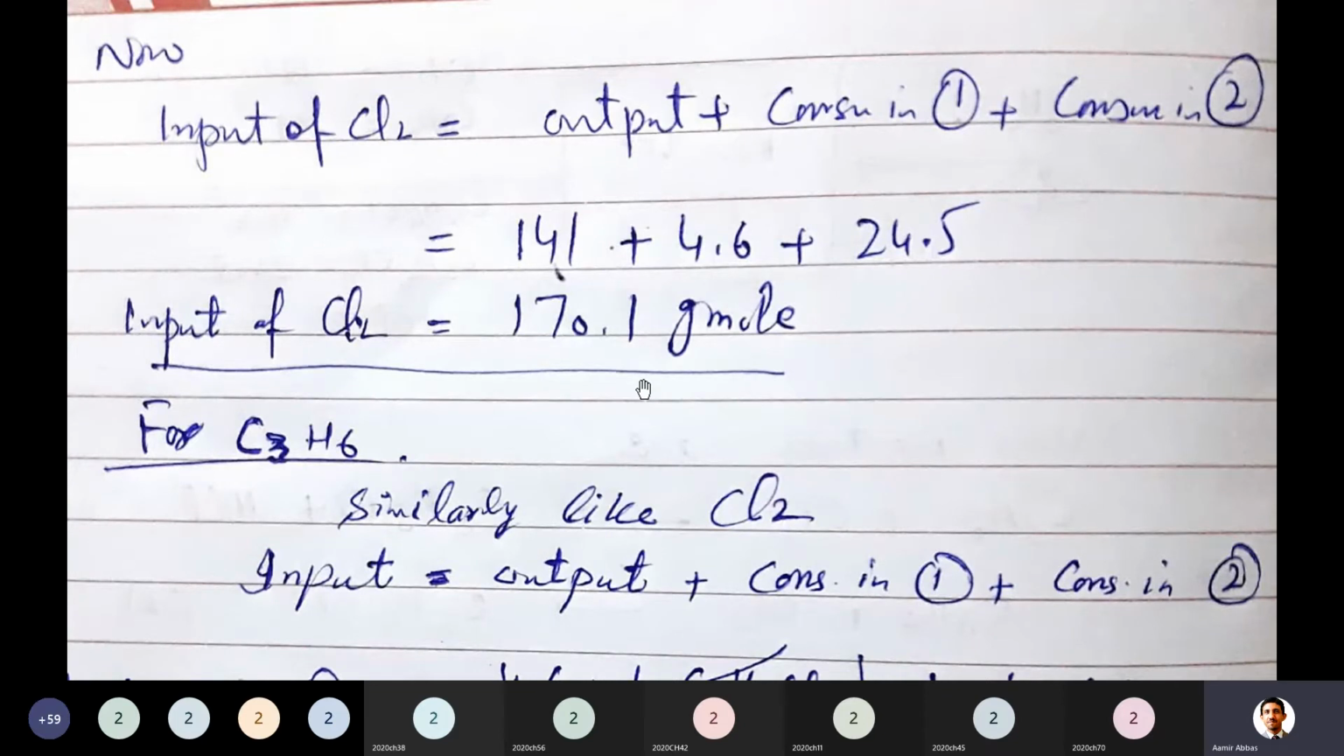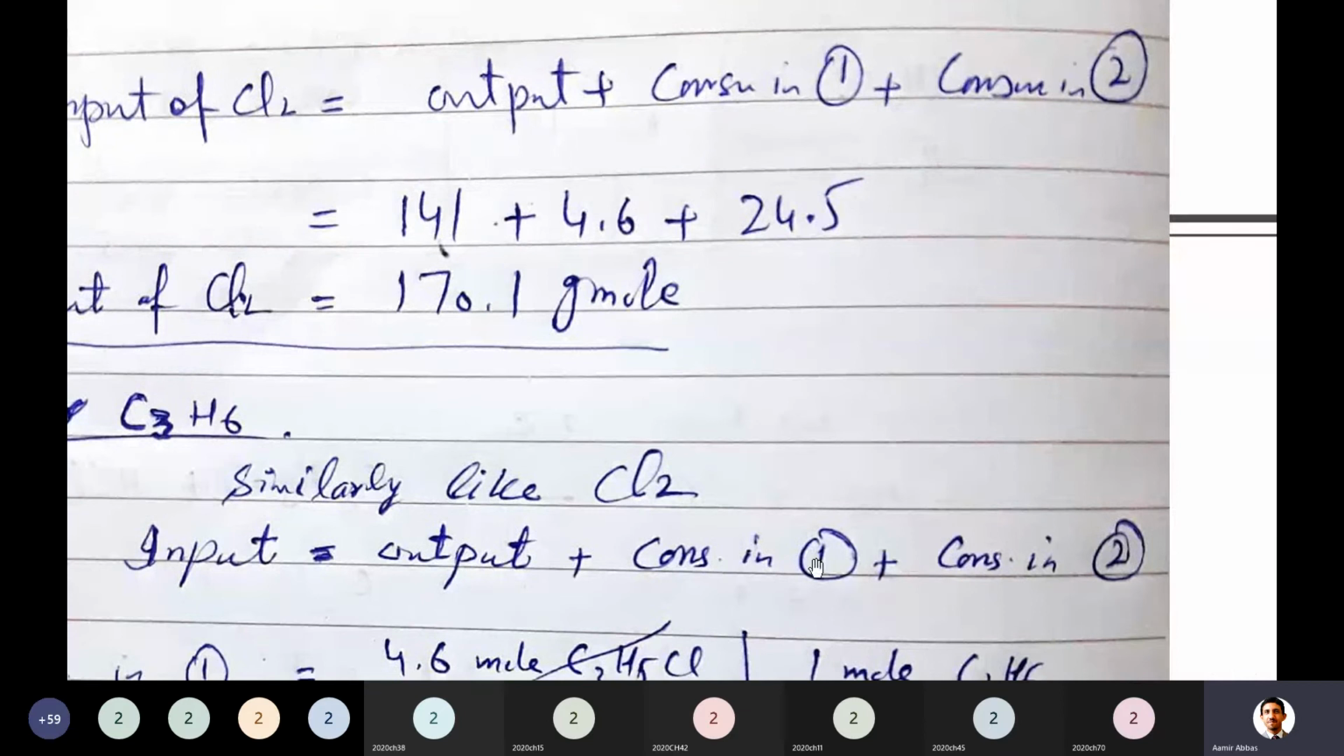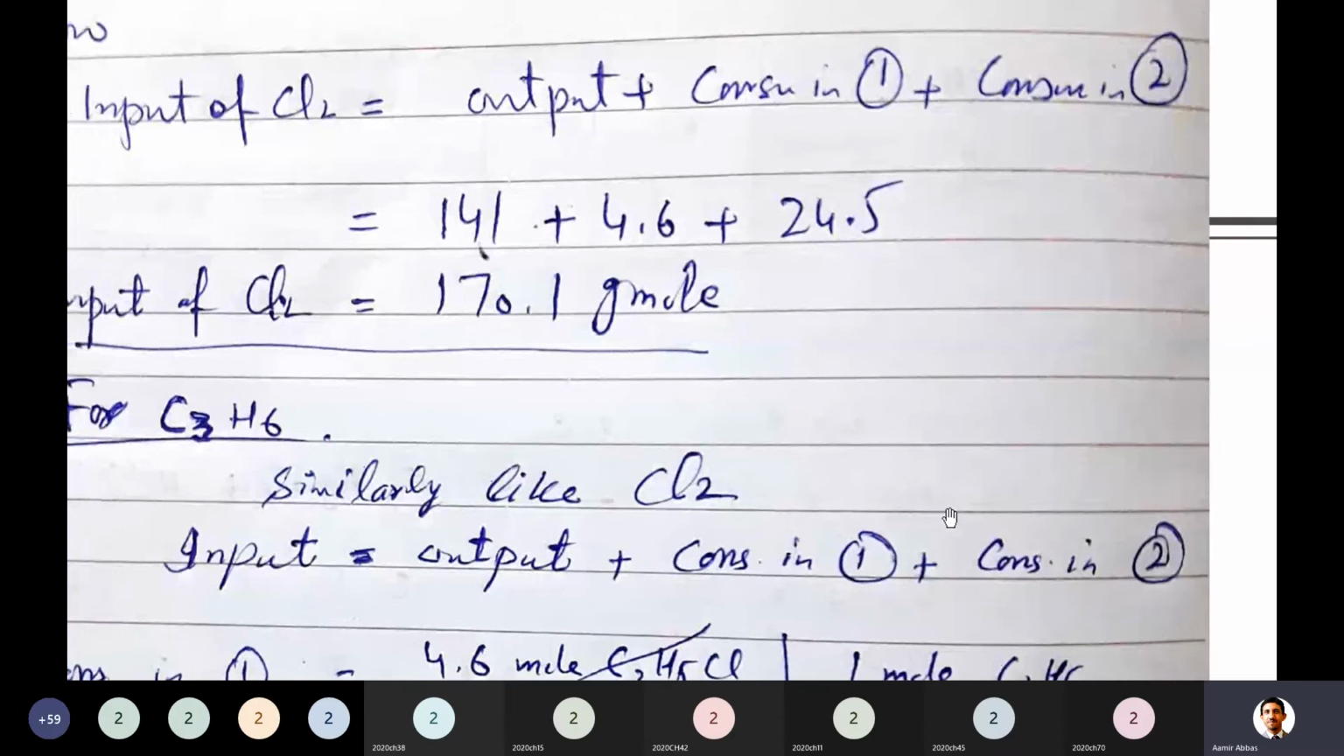Now, can you guys apply the balance on C3H6 quickly? What will be the equation for C3H6? If you write the initial equation, accumulation is equal to input minus output plus generation minus consumption. Which terms will be neglected? Generation and accumulation, because nothing is generated here and there is no accumulation. So you will have the equation as input is equal to output plus consumption. I have written consumption in both reactions split, because it is being consumed in both of the reactions.